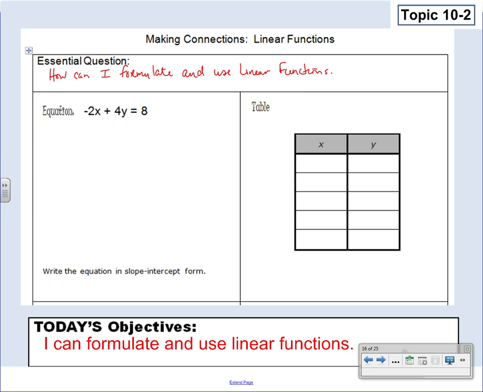Today we're going to be talking about how can I get my equations in the form y equals mx plus b. That's the linear function we're dealing with. And then how can we use that in order to answer the questions? So our first equation is negative 2x plus 4y equals 8, and we want to get it into slope-intercept form. Slope-intercept form is the y equals mx plus b, where m is the slope and b is the y-intercept.